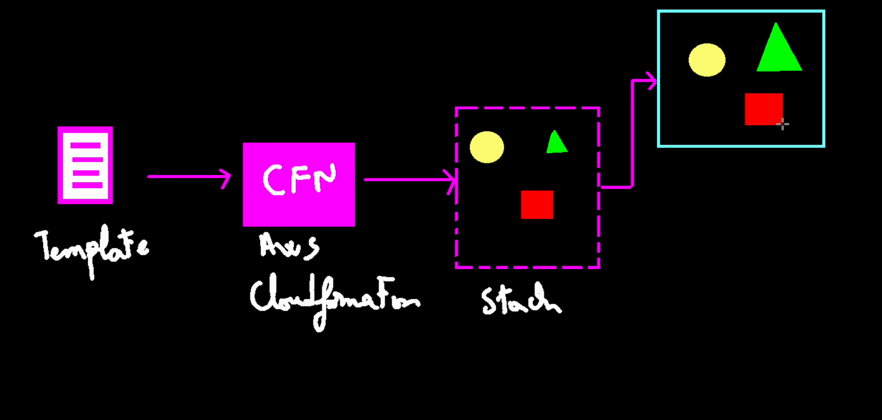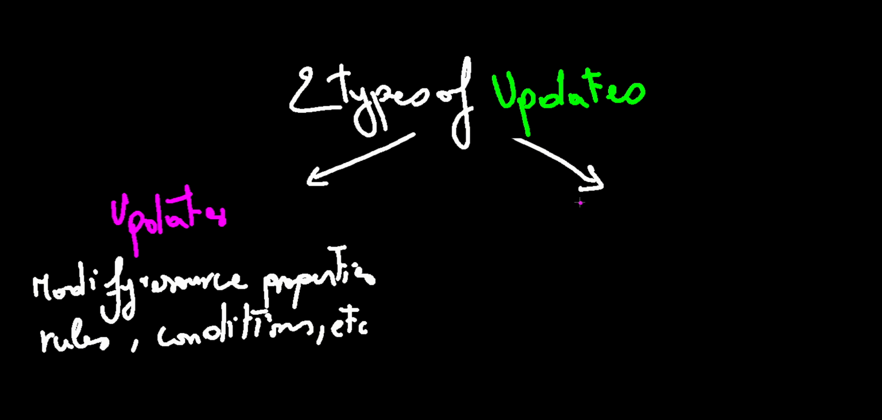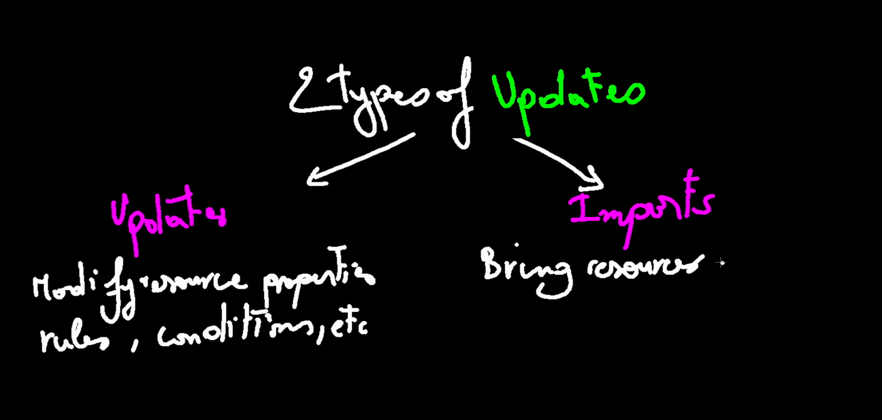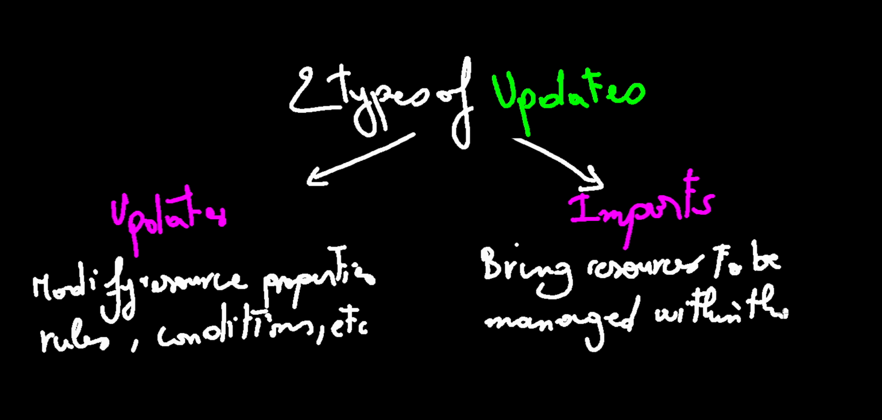The second type of changes that you can do on a CloudFormation stack is imports, which means bringing an existing resource to be part of a CloudFormation stack. And this way you'll be able to manage this resource as part of your stack, which means you can update it, you can delete it, you can change its properties, etc.